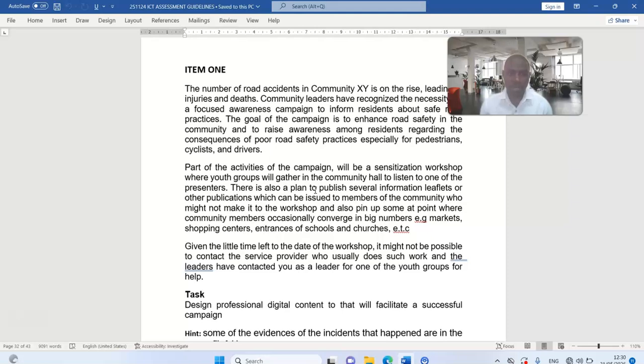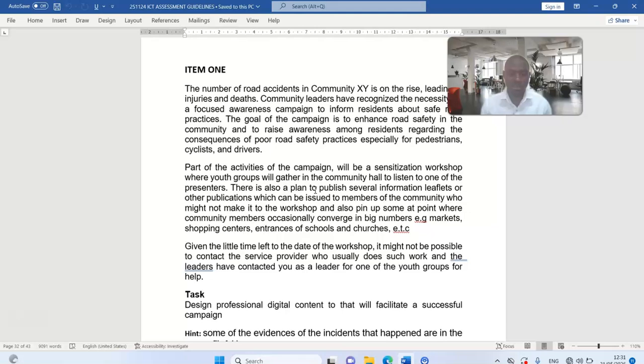Part of the activities of the campaign will be a sensitization workshop, where each group will gather in the community hall to listen to one of the presenters. There is also a plan to publish several leaflets and other publications, which can be issued to community members who might not make it to the workshop, and also to pin some at points in the community where members occasionally converge in big numbers, e.g. markets, shopping centers, entrances of schools and churches.